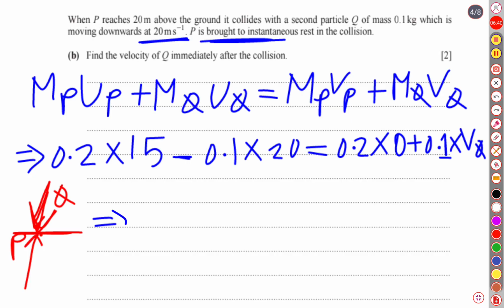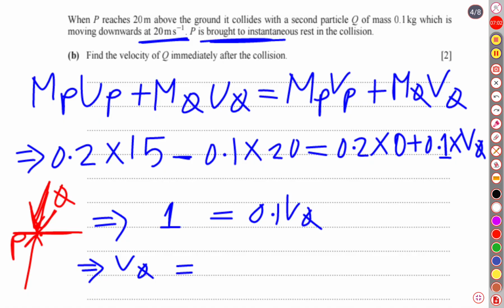Or if we multiply this, it is going to be 3 minus 2, which is actually 1, is equal to 0.1 VQ. Then velocity of VQ is going to be 0.1. Velocity of Q after collision is going to be 1 over 0.1, so 1 will be divided by 0.1. Hence, our velocity of Q after collision, if we divide 1 by 0.1, is nothing but 10 meter per second.